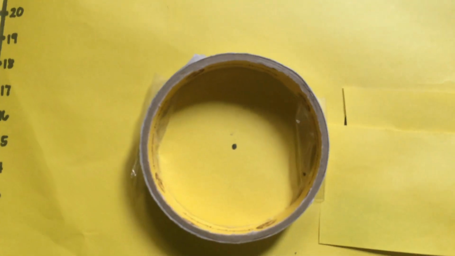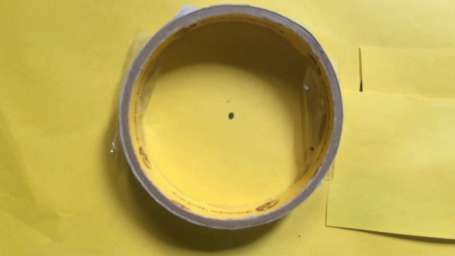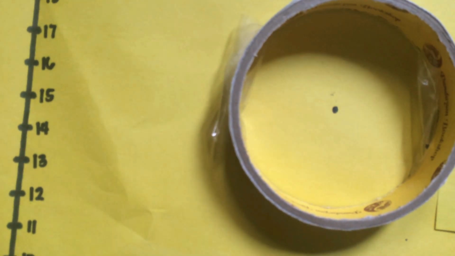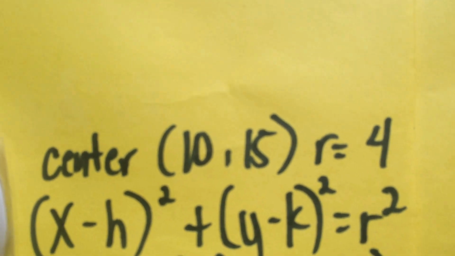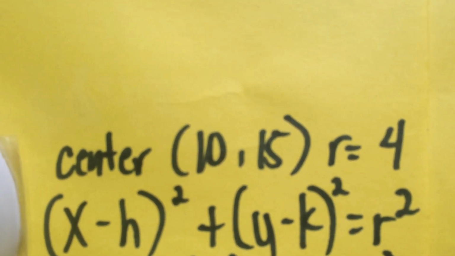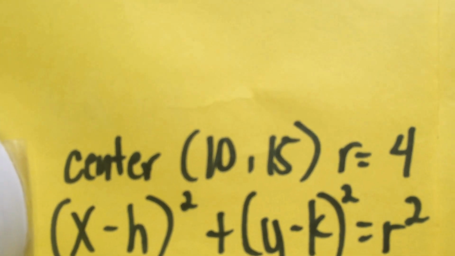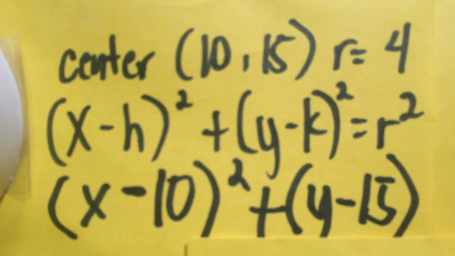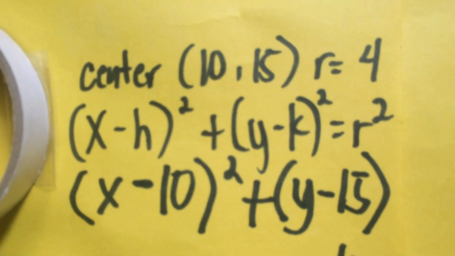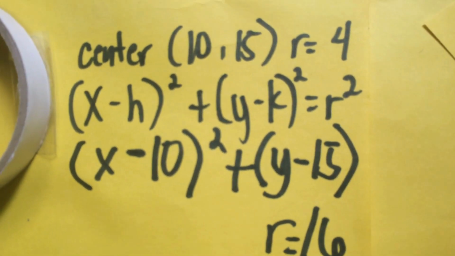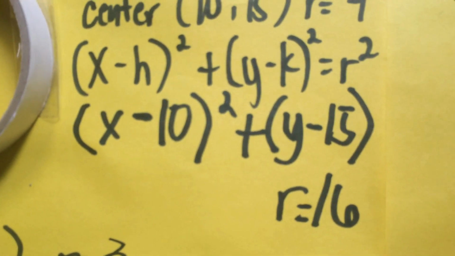After we determine the radius and the center, we transform this into standard form equation. The standard form equation is x minus h squared plus y minus k squared is equal to r squared, where h is 10, k is 15, and the radius is 4. Then the final answer is x minus 10 squared plus y minus 15 squared equals 16.